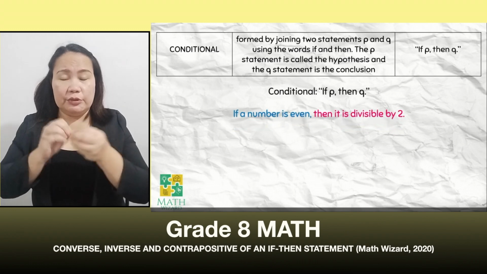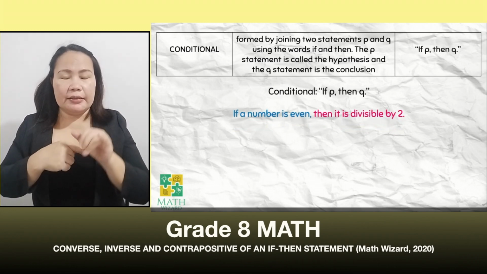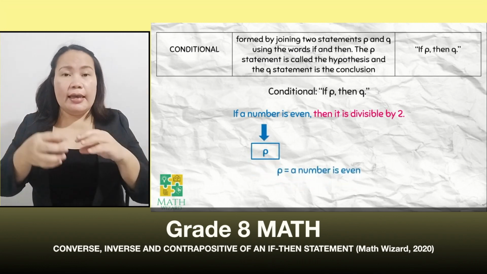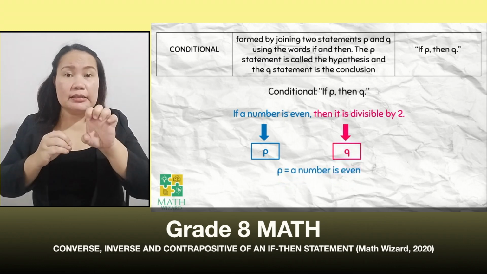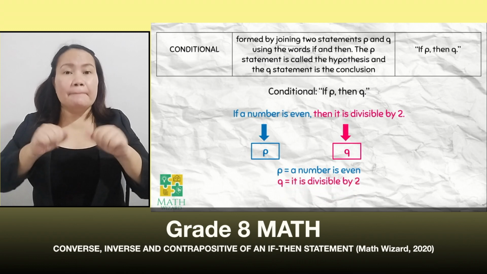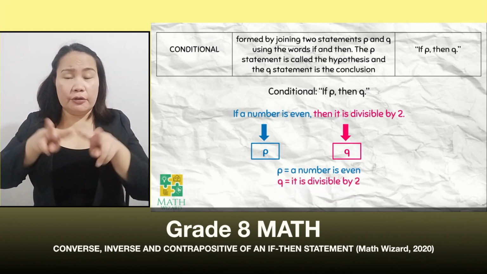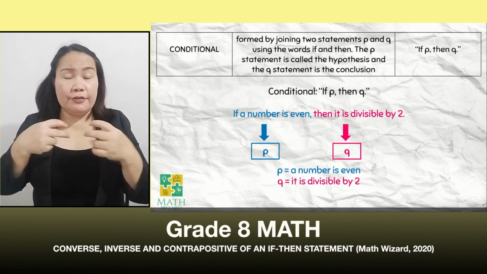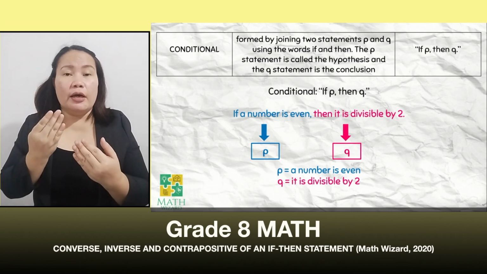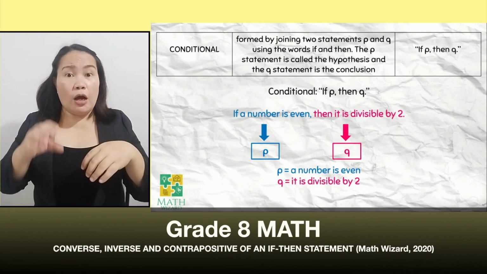If a number is even, then it is divisible by 2. Okay, so ito yung letter P natin or ito yung hypothesis natin, a number is even. Ang ating letter Q naman ay it is divisible by 2. Ito yung ating conclusion. So meron na tayong value ng letter P and letter Q. So kapag may value na tayo ng P and Q, mas madali na para sa atin na i-convert siya into inverse, converse, and contrapositive. Papaano?